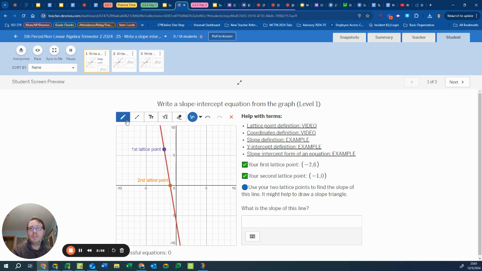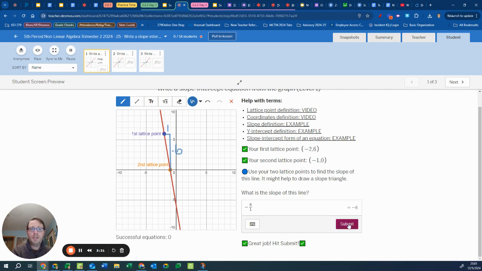It might help to draw a slope triangle. Remember, that's a triangle that goes between 2 points on the line to help us figure out the slope. What do you do if you don't remember what slope is? You look up the definition. So here I'm going to label 1, change in x is 1, change in y is 6, and I'm headed down. So I could say this is -6. So change in y divided by change in x, -6 divided by 1 is -6. And it's going to say, good job, hit submit.